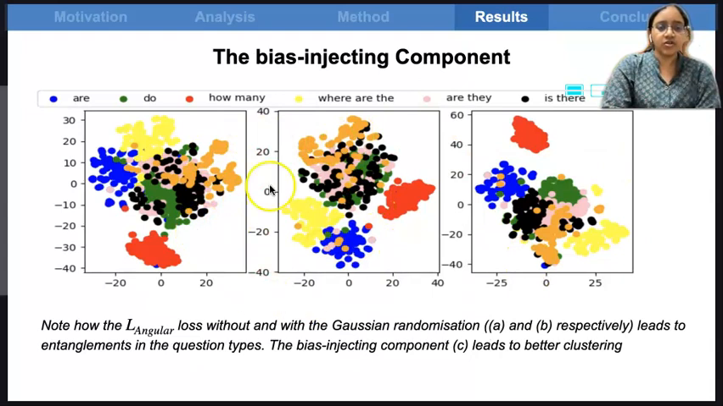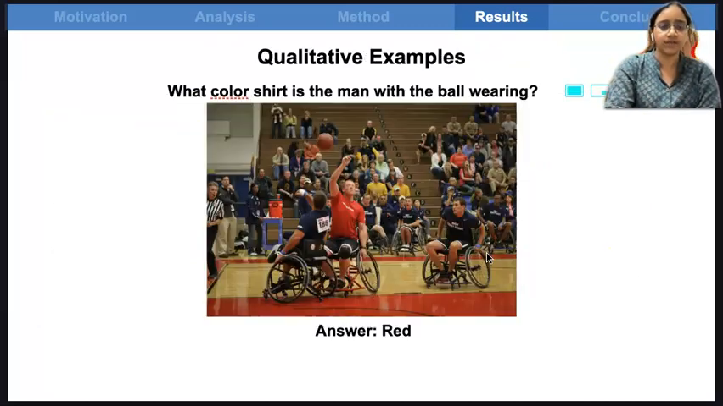This TSNE plot shows the feature space when trained by A, the vanilla margin loss, B, the randomized margin loss, and C, the randomized margin loss plus bias injecting component. The colors indicate the different question types. We see that with the addition of the bias injecting component, the feature space is much better clustered with respect to each question type, verifying our claim that this component clusters the feature space on the question type automatically.